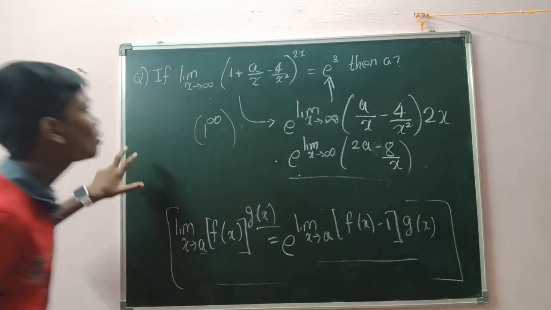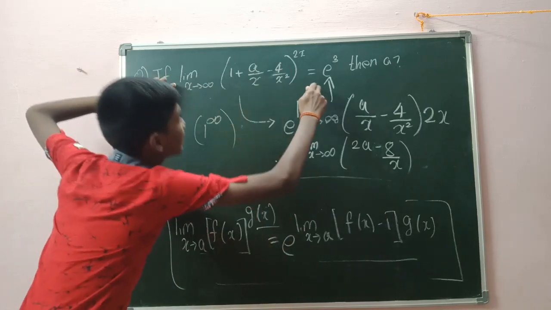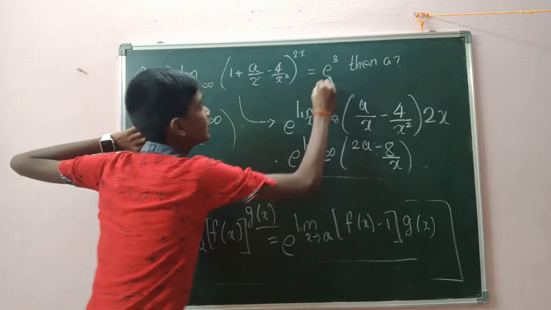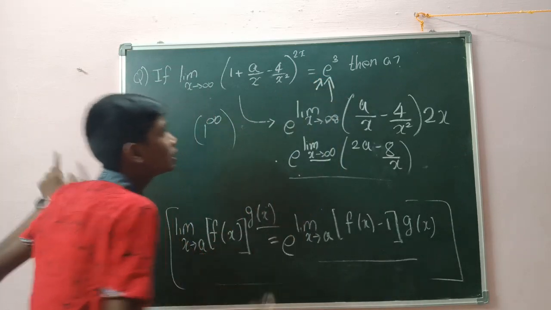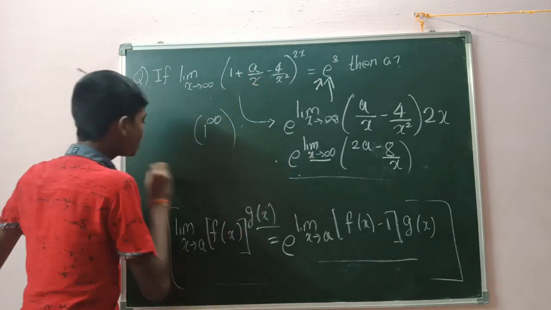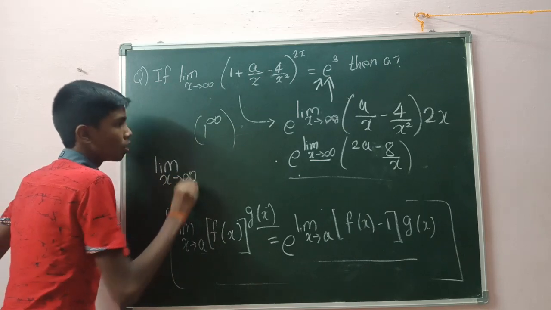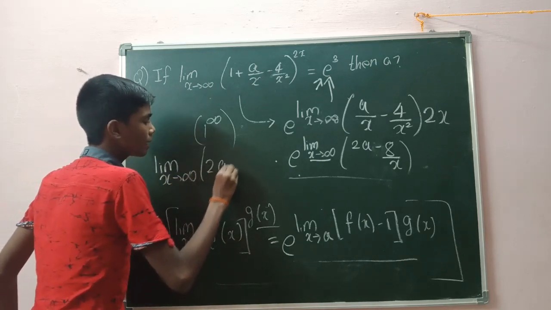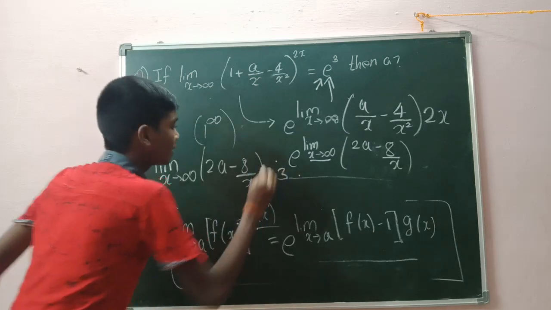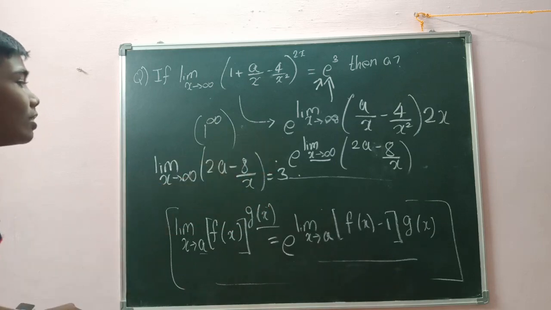And now when you use this methodology, from this I converted to this, therefore this and this are equal, hence this and this will be equal. If e power this limit is equal to e cube, that means your base is same, hence you can equate the power. That means limit of x tends to infinity of 2a minus 8 by x will be equal to 3. Correct na? Limit of x tends to infinity of 2a minus 8 by x will be equal to 3.